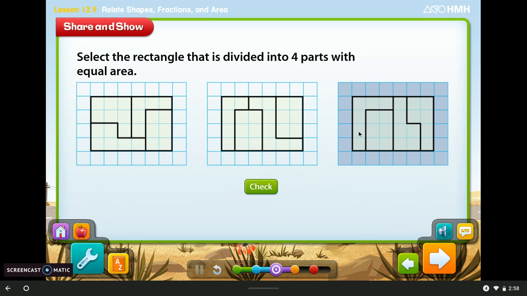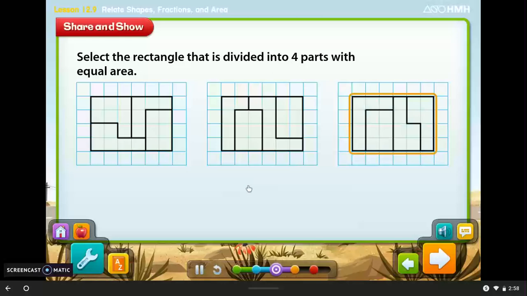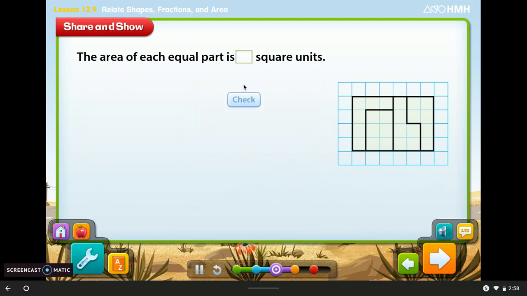So this piece has 1, 2, 3, 4, 5, 6. This one has 1, 2, 3, 4, 5, 6. This one has 1, 2, 3, 4, 5, 6. And this one also has 1, 2, 3, 4, 5, 6. So 4 parts with equal areas means the same size. Not the same shape, just the same amount. The area of each part is how many square units? Oh my gosh, we totally figured this out when we were double checking our answer. The answer is 6. Each of these equal parts has 6 square units.